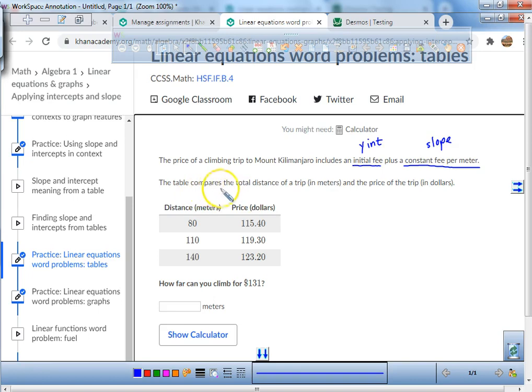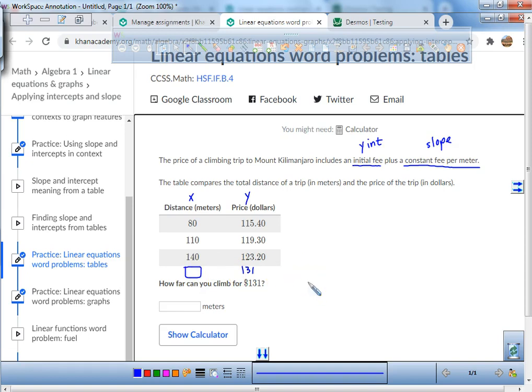All right, so the table compares the total distance of a trip and the price of the trip in dollars. So this is kind of saying these are your x values, these are your y values. All right, so when you're making your table, that's what you're going to do. So it says, how far can you climb for $131? So basically, think of it this way. You're going to put 131 in this column because 131 deals with the price, and what you're looking for is this value.